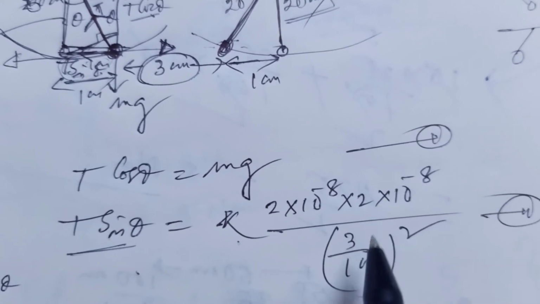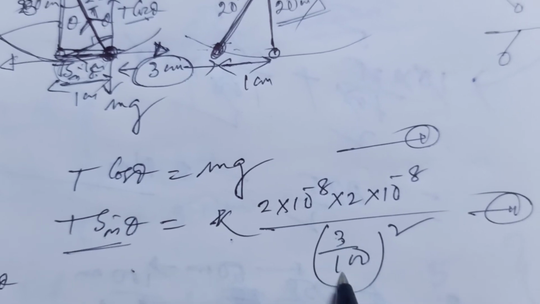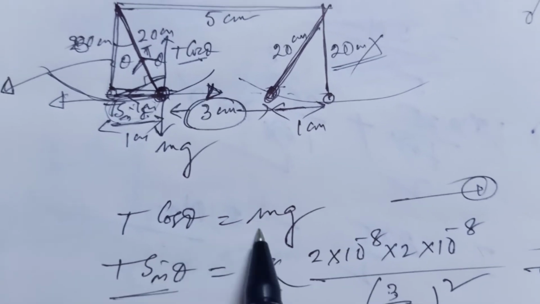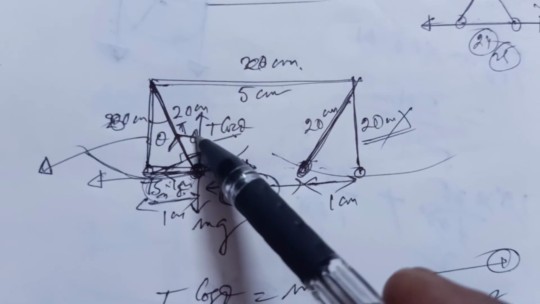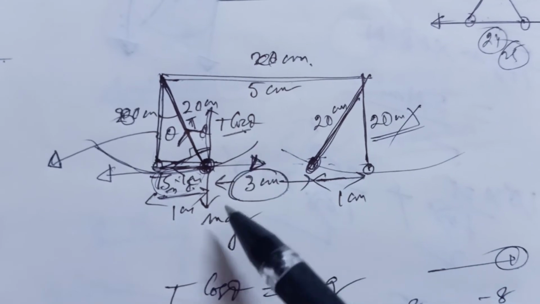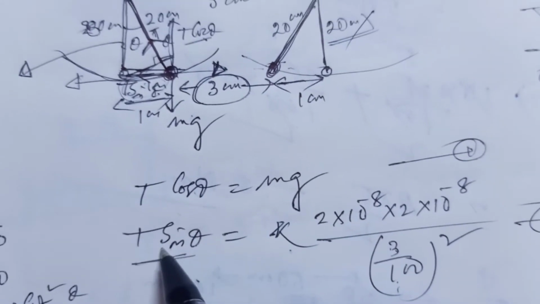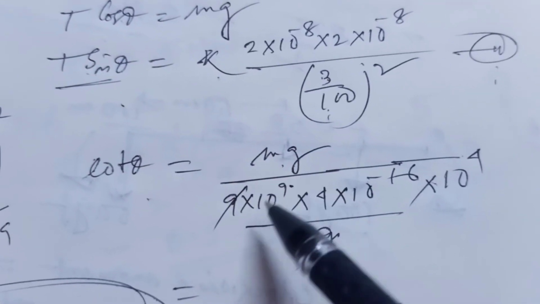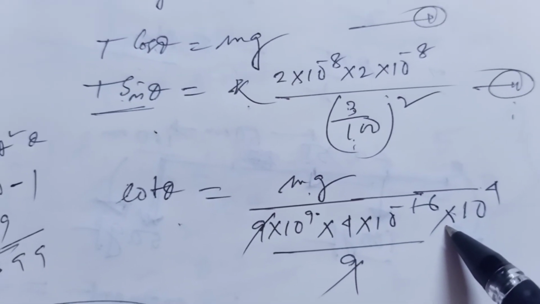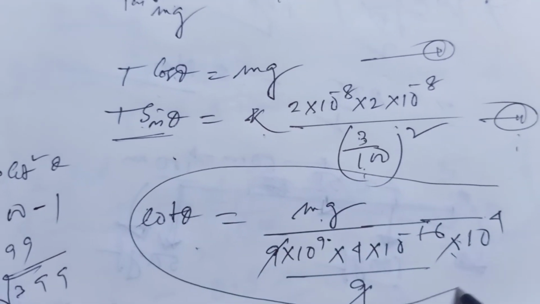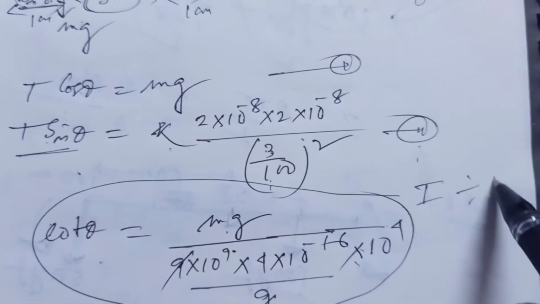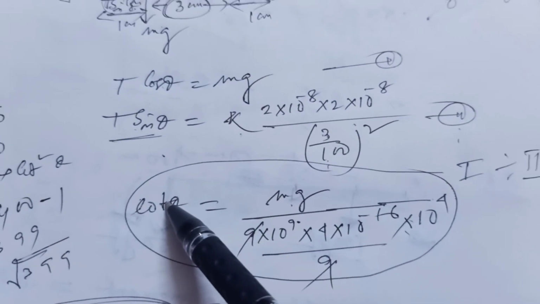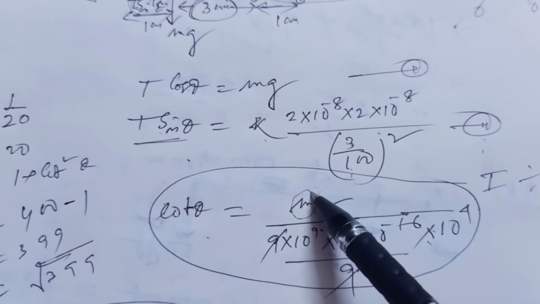All the charges are the same, with separation 3 centimeters, so 3 by 100, because this is in centimeters. So this is equation 2, and T cos theta equals mg, because T cos theta acts along this direction, and this is mg. So T cos theta equals mg, and T sin theta equals this one. Therefore, if we divide equation 1 by equation 2, then cot theta equals mg divided by this. So students, if we calculate cot theta, then we can get the mass of the ball.